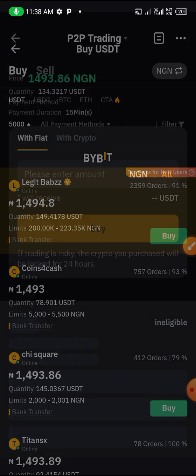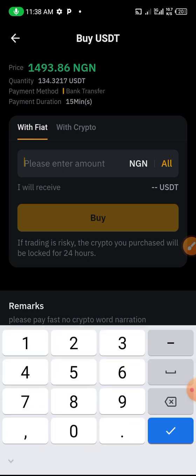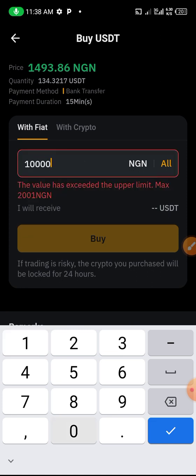Okay, let me try this person that wants to sell from 2,000. Now this guy wants to sell just 2,000 naira worth of coin. So you put in the amount. If you open the place, you put in the amount you want to buy. If you want to buy 100,000, you put in 100,000. But 100,000 will not work because the maximum limit this person wants to sell is just 2,000. Okay, we can just put in that 2,000.